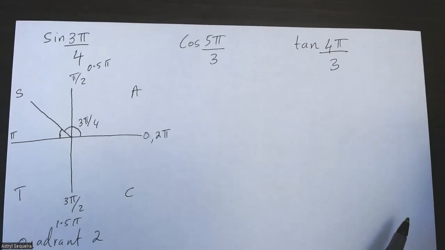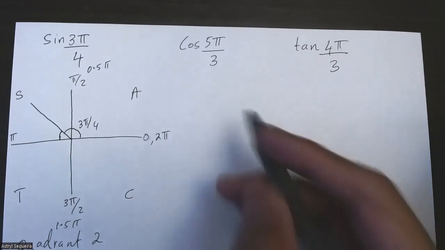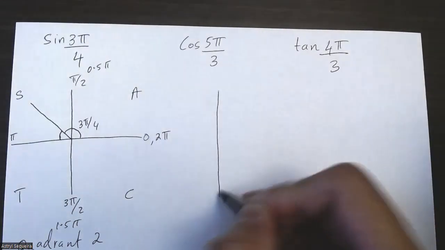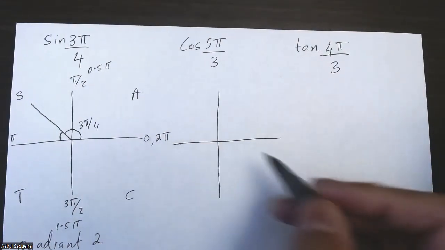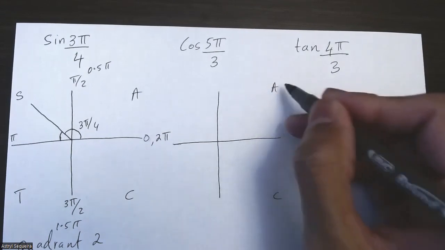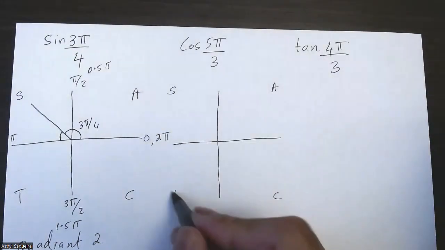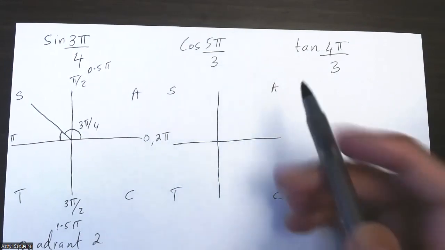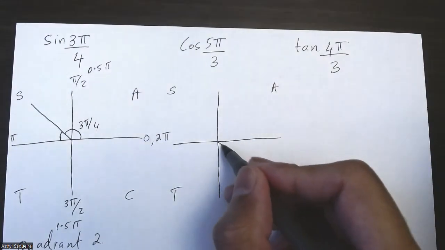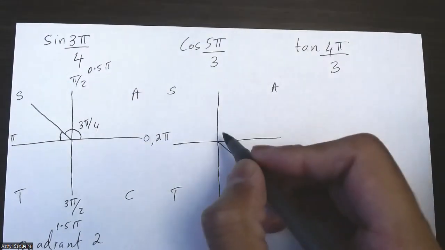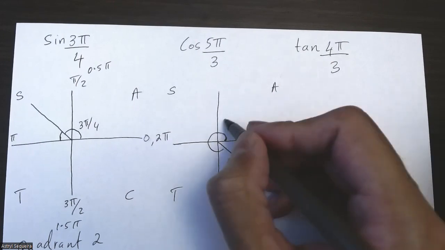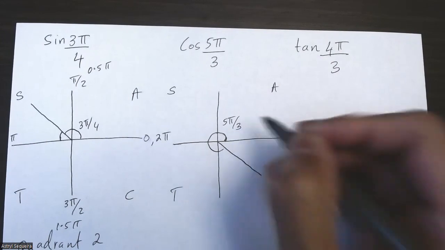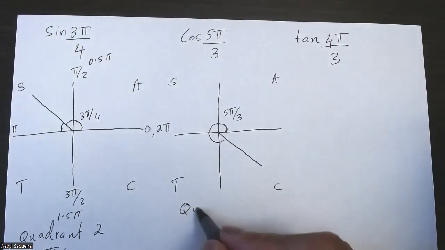So let's do it for the rest of the examples now, but I'm going to do them a lot quicker, and basically what's expected of you in grade 12 is to be able to do these mentally rather than using a calculator. So 5 pi over 3 is slightly less than 2 pi. I know it's going to be in quadrant number 4. That's my principal angle right there, 5 pi over 3. So we're in quadrant 4.